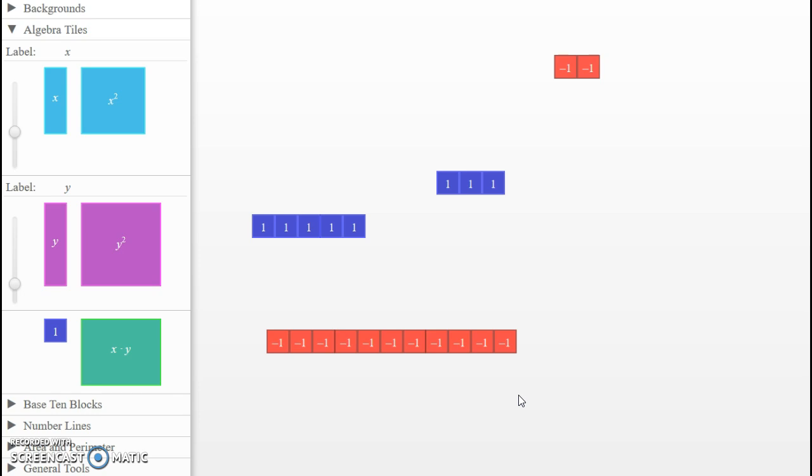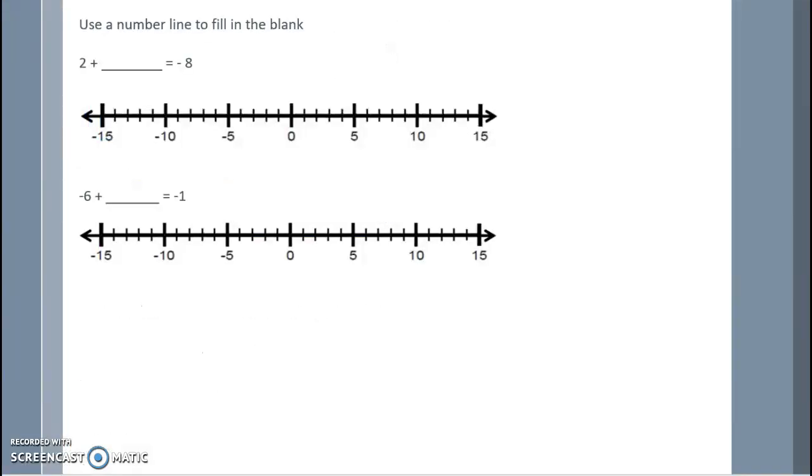So at this point, I think you get the idea of how to work with adding positives and negatives and what makes a group of 0. You may try the rest and the remaining on your own. Use a number line to fill in the blank. Pause the video and see if you can't make this happen, and then come back.